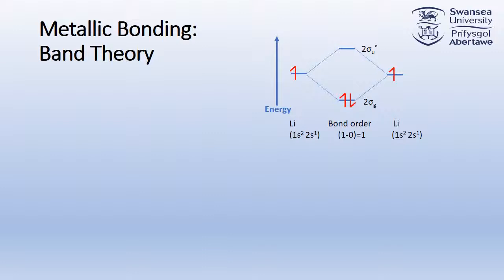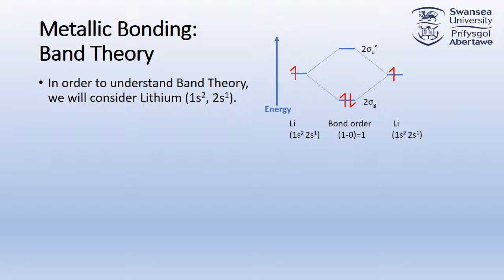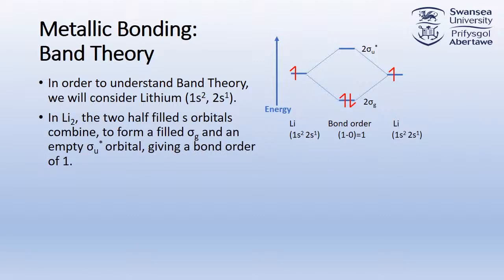Okay, so to understand band theory, you need to cast your mind back to thinking about molecular orbitals. We're going to use lithium here as an example. So this is our configuration for lithium: 1s2 and 2s1. So we have a partially filled s orbital. When two lithium atoms come together, both with partially filled 2s orbitals, they will combine to fill the bonding orbital, leaving the anti-bonding orbital empty. So our bond order ends up being 1.